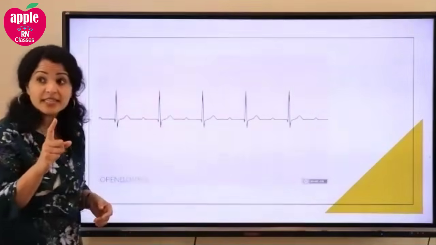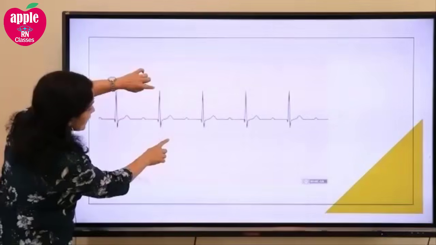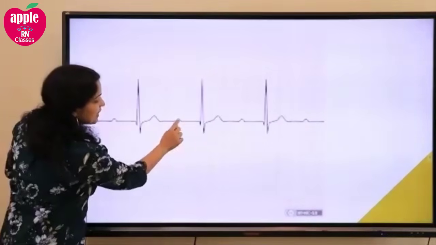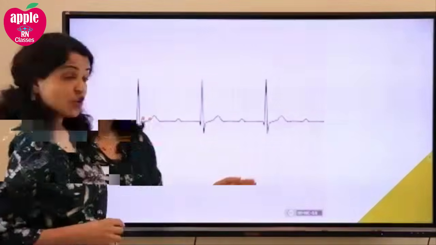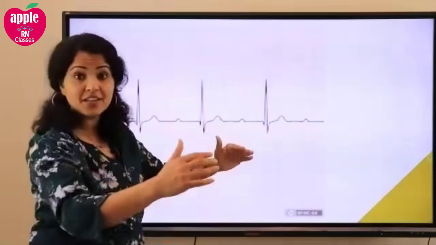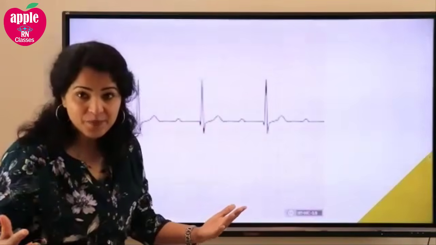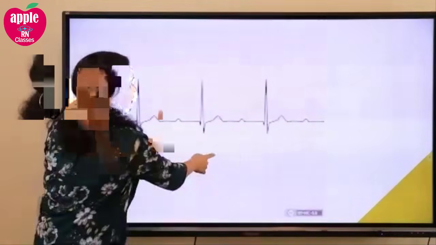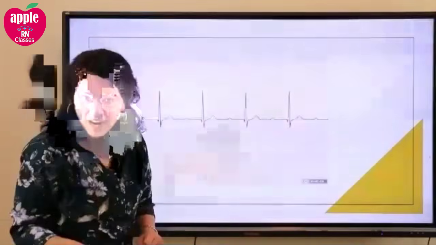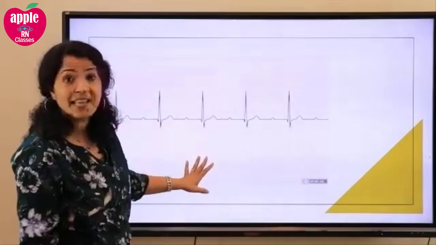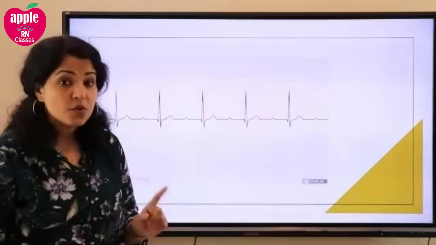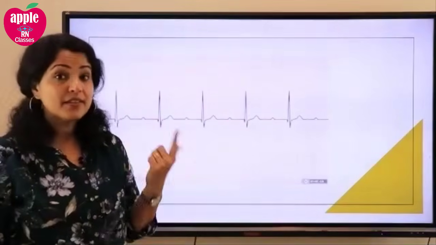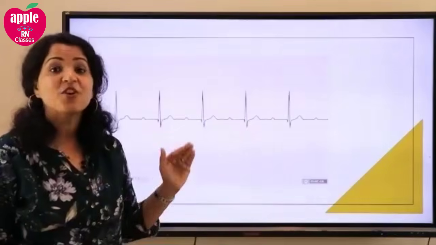And it is first degree because if you look at the PR interval, it is longer, right? It is definitely the same PR interval each time, but it is longer. So this is going to be our first degree heart block. Whenever you see this, initially it might appear to be a normal one, but don't be fooled. Always look at the PR interval and see if it is longer. Then that is going to be your first degree.